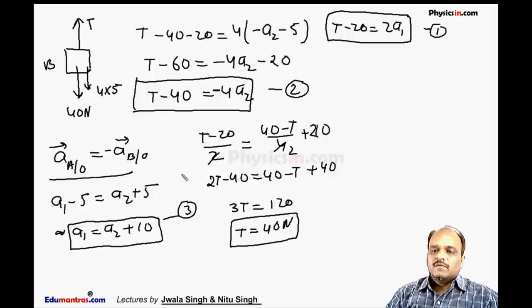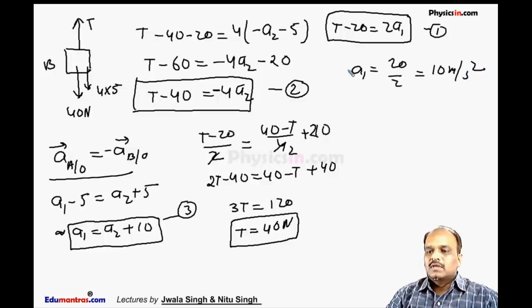Now if I substitute the value of T here, I get a1. So a1 is equal to 20 by 2, that is 10 meter per second square. This is our first answer. If I substitute the value of T here, a2 comes out to be 0. This is our second answer, because the accelerations a1 and a2 are with respect to ground. So while we are sitting on the ground or on the pulley, the values of a1, a2 and T will remain the same. So these are the answers.